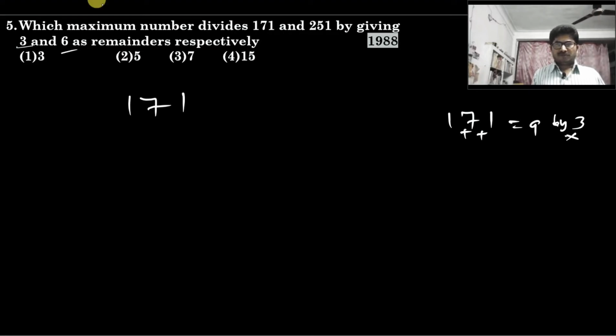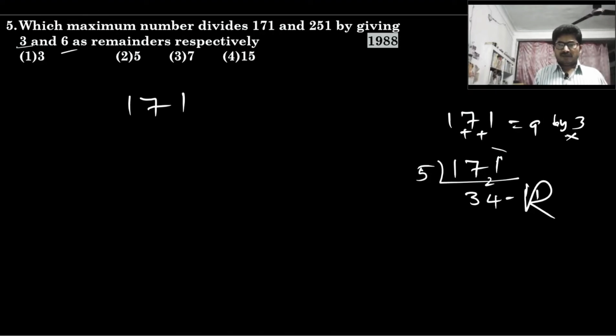So next, option 5. When divided by 5: 5 threes are 15, 5 fours are 20. One remainder. By observing we can identify one remainder, not remainder 3. So we get one remainder. That's why next try with 7.